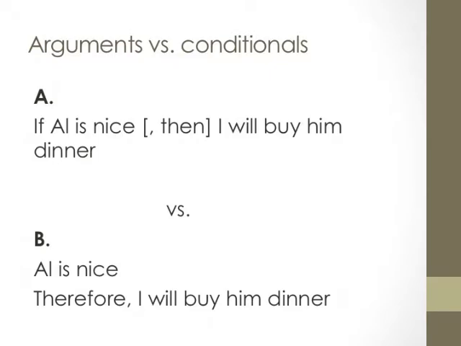Now, B is an argument. First, the premise is Al is nice. Therefore, the conclusion, I will buy him dinner. So notice that in B, I'm actually affirming that Al is nice, and that for that reason, I will buy him dinner. Now in A, I'm not asserting that Al is nice. That is in question. I'm just saying, if Al is nice, I will buy him dinner. So here we see the difference between arguments and conditional statements.